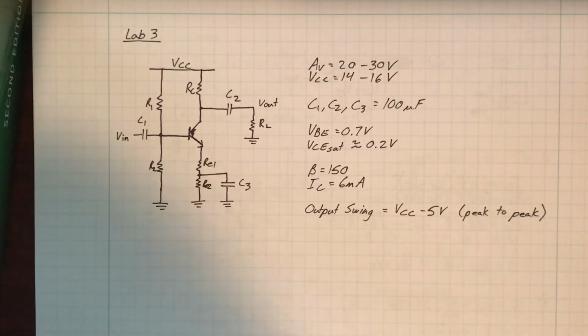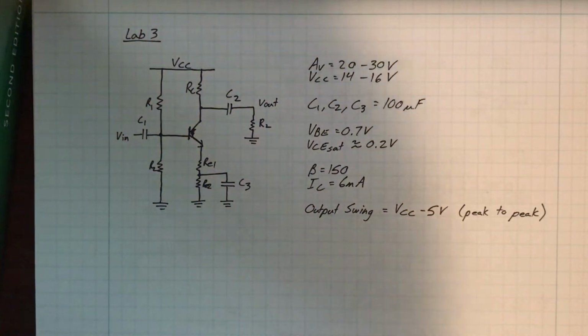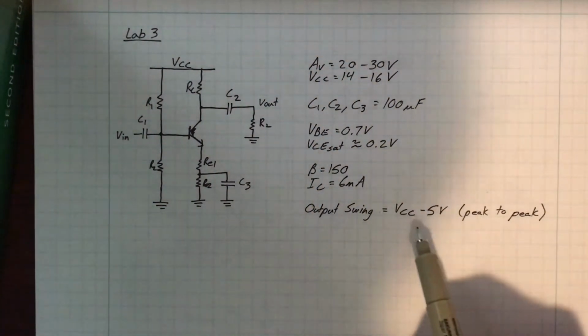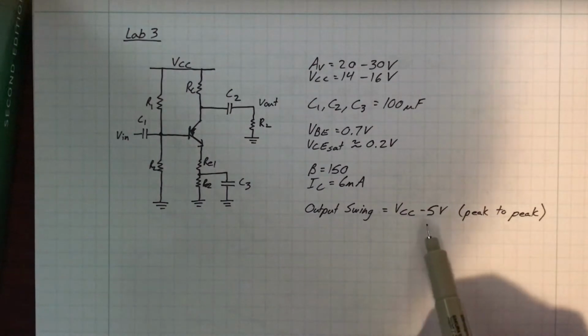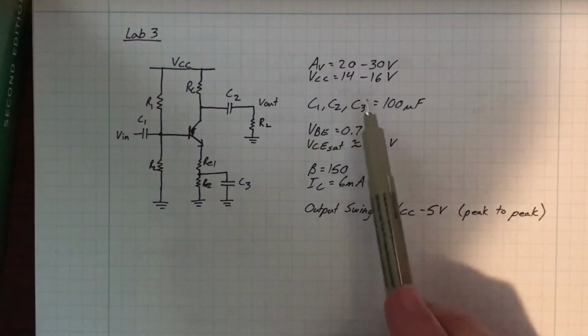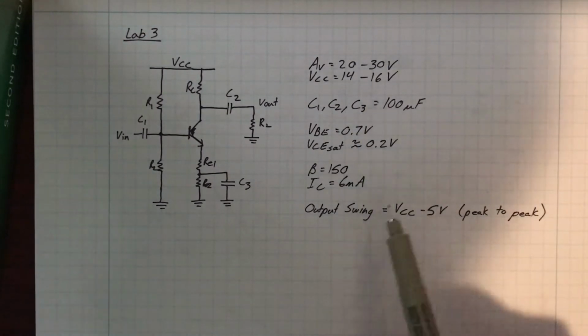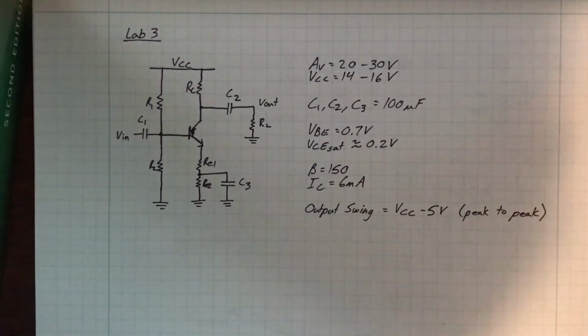So the next step is the actual design. First, it says to choose a value of RC to meet the output swing spec. So the output swing has to be peak to peak your supply voltage minus 5. So if you chose 15 volts for the supply, then the output swing has to be 10 volts peak to peak.